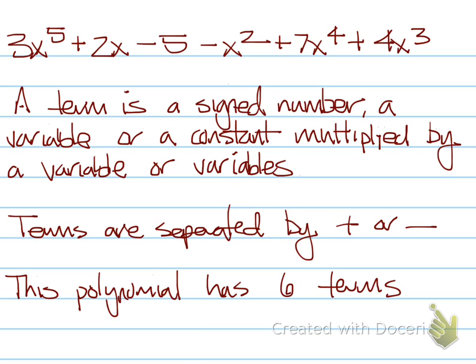A term is a signed number, a variable, or a constant multiplied by a variable or variables. Terms are separated by a plus or a minus. In the polynomial above, there are 6 terms.